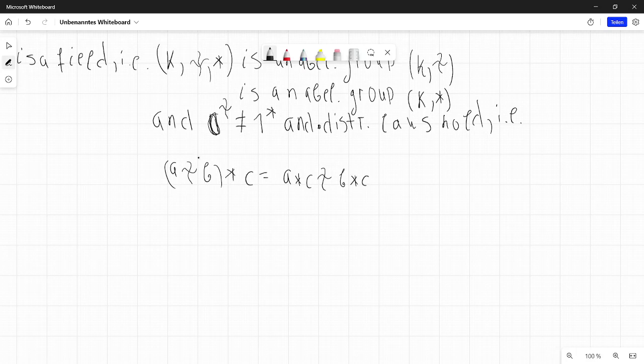Yes, that's okay. And the other distributive law, well, what would you expect? Just see. A plus B. Actually, we don't need it because we have commutativity, but let's just write it down. Of course, that's curved plus.